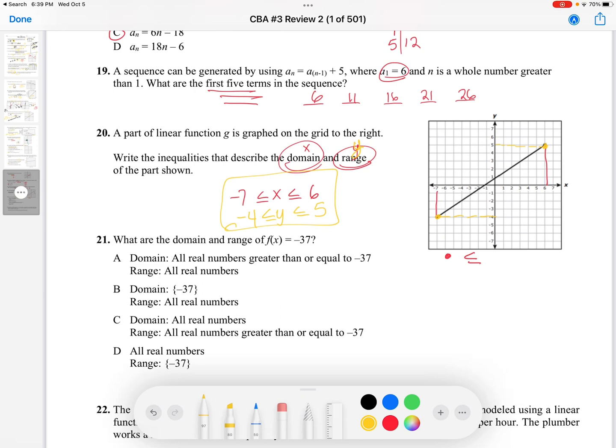For 21, it says, what are the domain and range of f of x equals -37? The first thing I want you to remember is that f of x is the same as y. So this is y equals -37. Remember, range is y, domain is x. We're going to focus on the range real quick. If the range is y and it says y equals -37, that means the range is -37. Notice with these answer choices, the only one where the range is -37 is D. And no matter what, the domain is going to be all real numbers. So the answer is D.